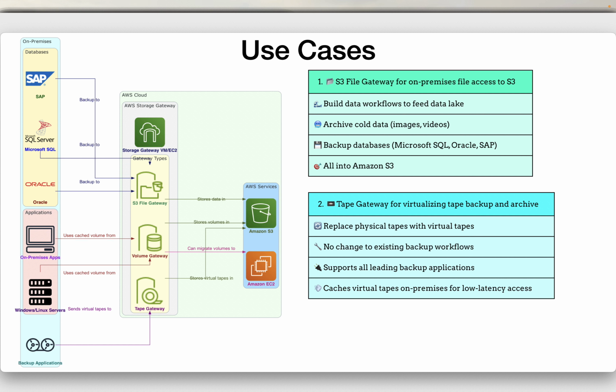Tape Gateway virtualizes tape backup and archive workflows in AWS. So Tape Gateway enables you to replace using physical tapes on premises with virtual tapes in AWS without changing existing backup workflows. Tape Gateway supports all leading backup applications and caches virtual tapes on premises for low latency data access.